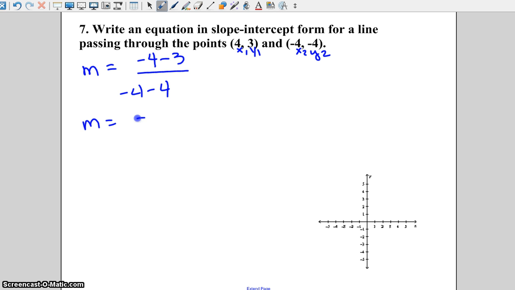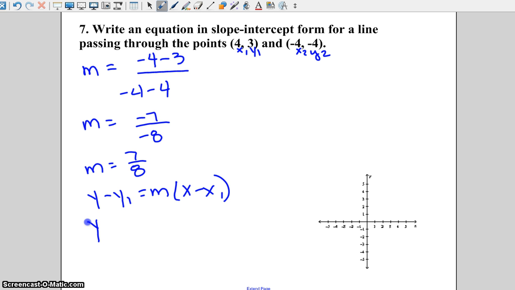Negative 4 minus 3 is negative 7. Negative 4 minus 4 is negative 8. And we end up with a slope of positive 7/8. Now when we go to the point slope formula, we can make our substitutions. y1 is 3, the slope is 7/8, and x1 is 4. We need to distribute the 7/8.